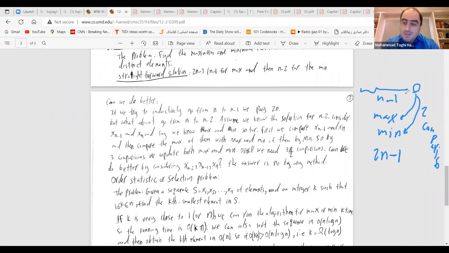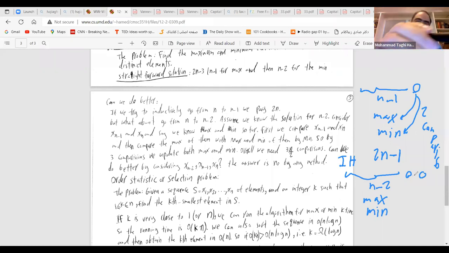However, we are doing a bit different induction. We are assuming that we have the max and min of the first n minus two elements. Now we consider two new elements. What can we do? This is the induction hypothesis: we assume that we know the answer for n minus two, then from n minus two, we want to go to n. That is again a nice thing that can help a lot. So what can we do in this case?